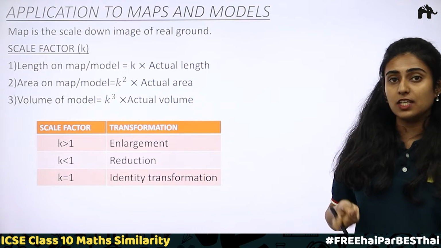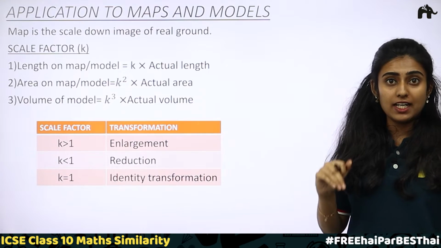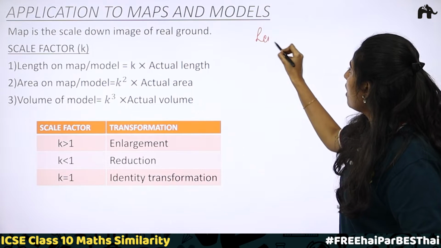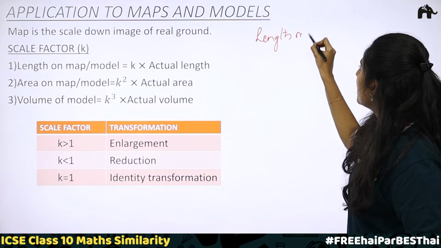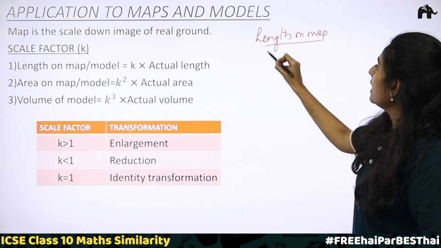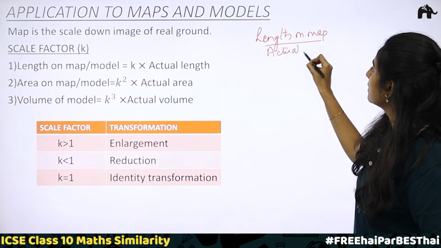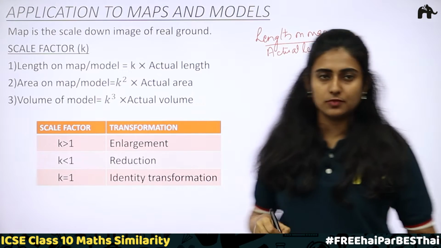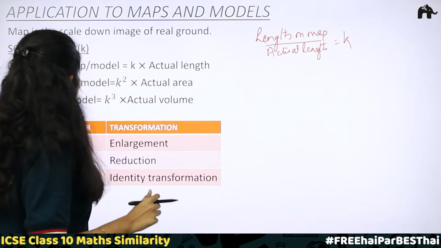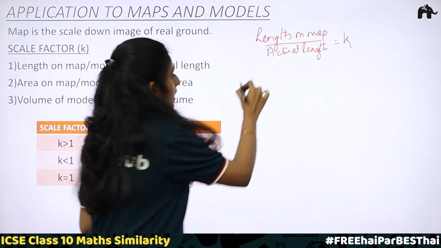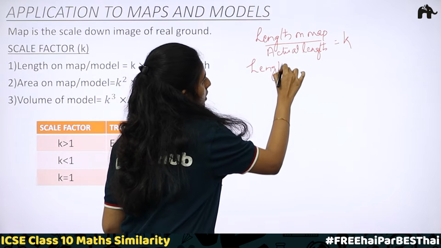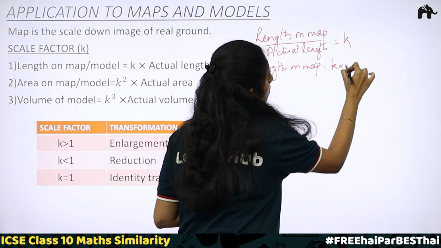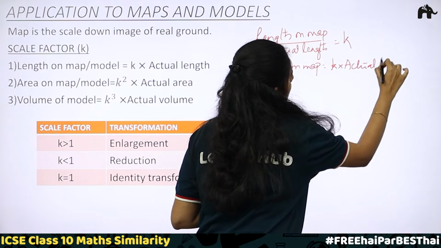Now, scale factor we have discussed. Scale factor K is equal to the length on map divided by the actual length. Okay. Here, length on map divided by actual length gives us the scale factor K. Then what is the length on map? Length on map will be equal to K into actual length.